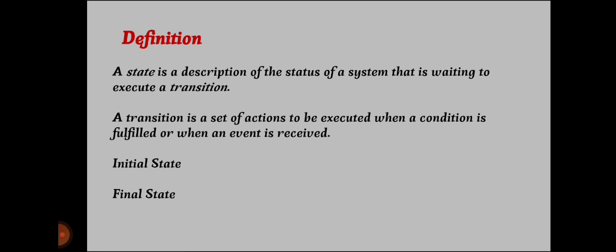Definition: a state is a description of the status of a system that is waiting to execute a transition. A transition is a set of actions to be executed when a condition is fulfilled or when an event is received, like a final state and initial state.